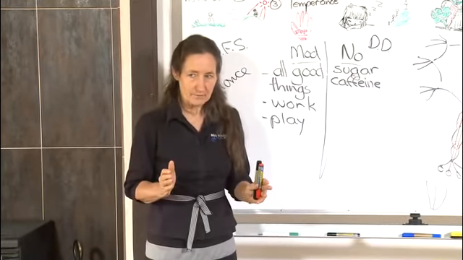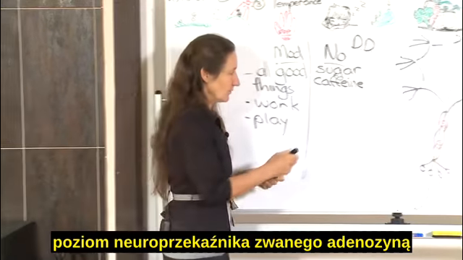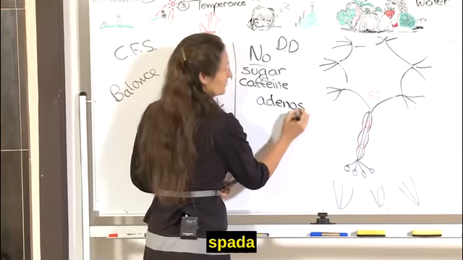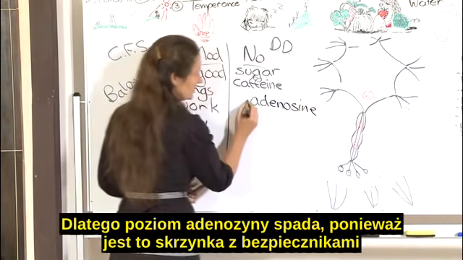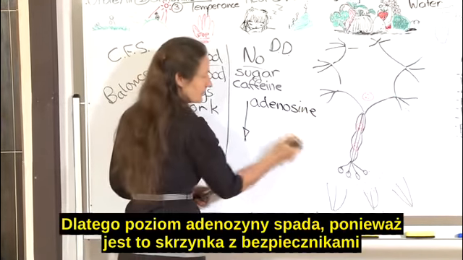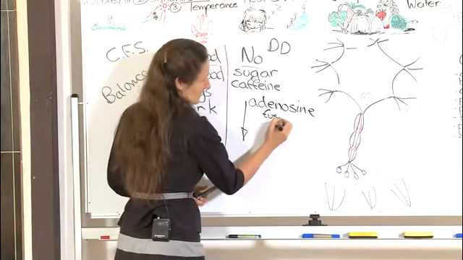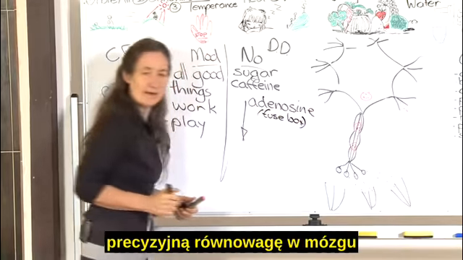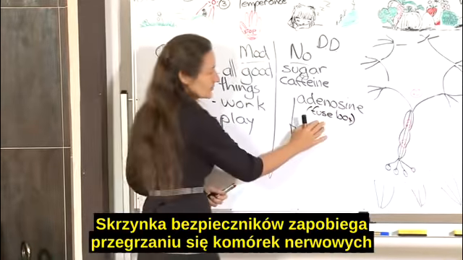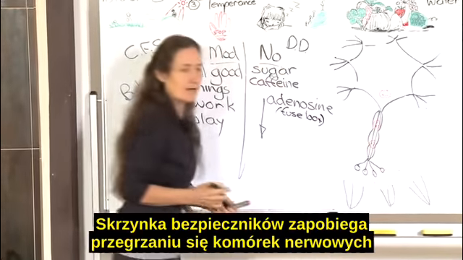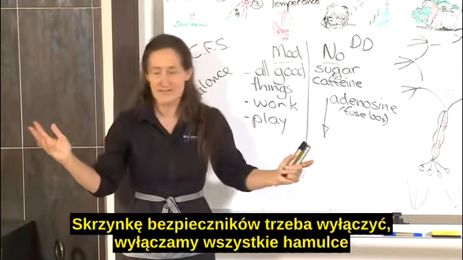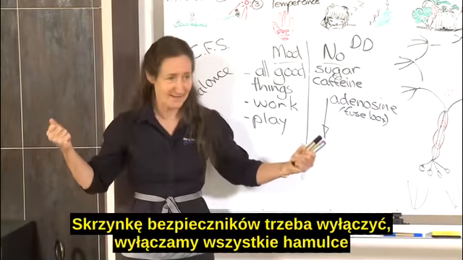Immediately, the neurotransmitter called adenosine drops. And the reason adenosine drops is because it's the fuse box. Adenosine's there to help keep precision balance in the brain. The fuse box prevents the nerve cells overfiring. Well, there's a tiger on the path. The fuse box has to go. We've got to pull all stops out.